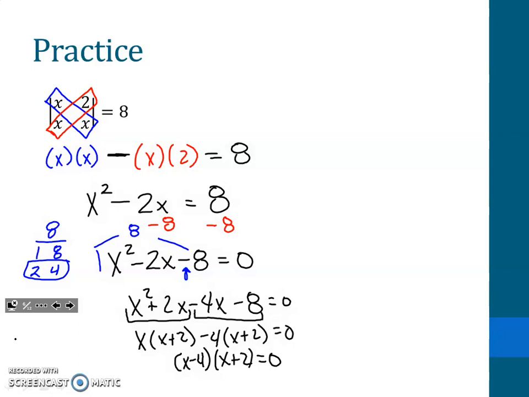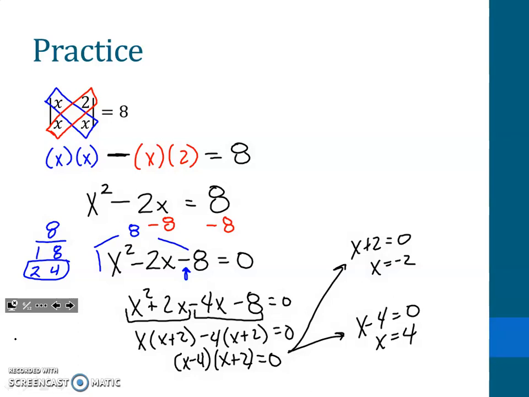Once I get it factored, we set each factor equal to 0. X plus 2 equals 0 gives me x equals negative 2. X minus 4 equals 0 gives me x equals 4. So for this question, x equals negative 2 and 4.